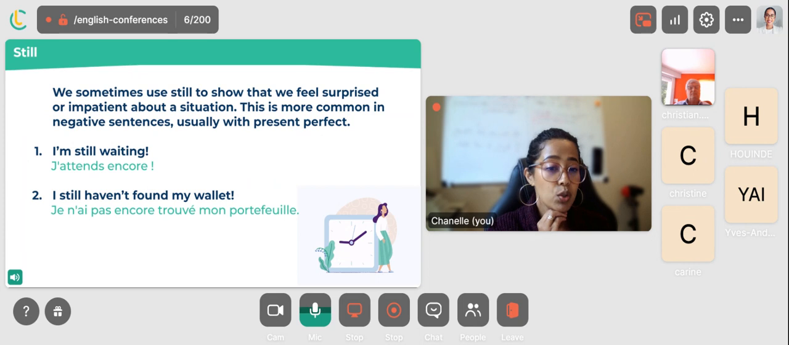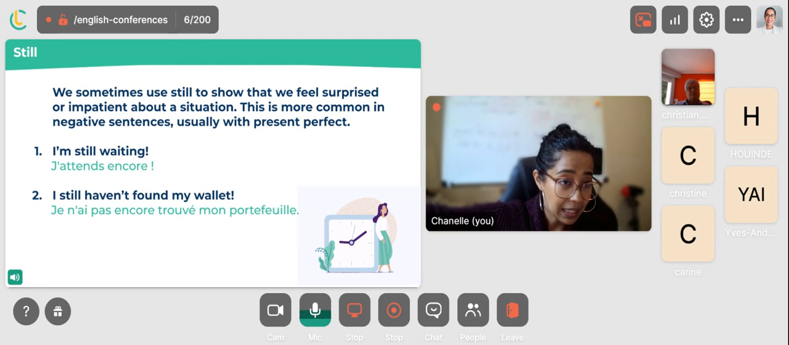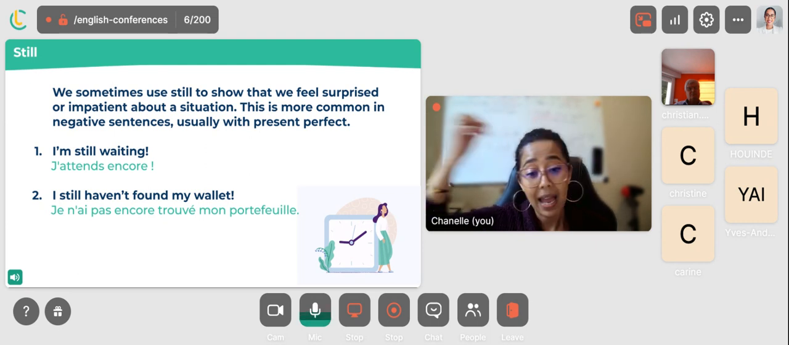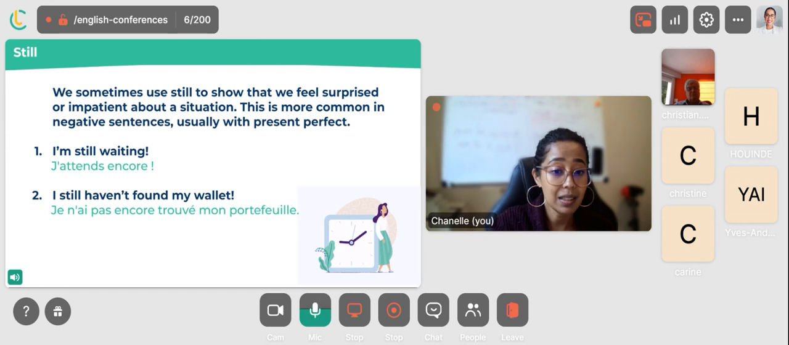We sometimes use still to show that we feel surprised or impatient about a situation. This is more common in negative sentences, usually with the present perfect. For example, if you have ordered something in a restaurant and it has not come yet, you can say, "Oh my goodness, I'm still waiting." It means you started waiting a long time ago, and at this moment, you are still waiting.